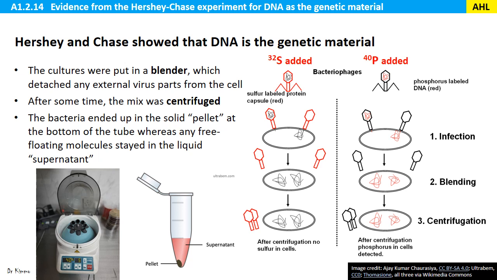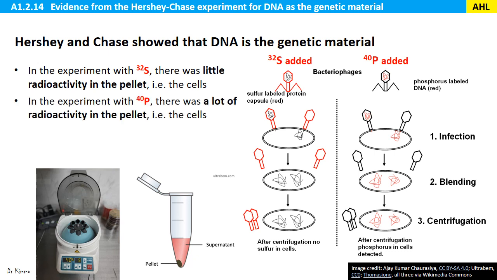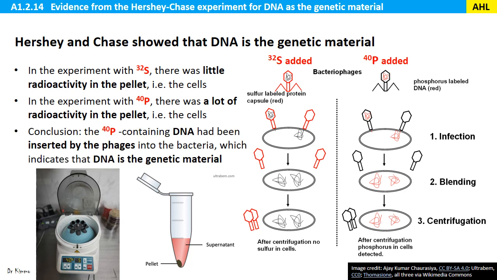After centrifugation, the bacteria ended up in the solid pellet at the bottom of the tube, whereas any free-floating molecules stayed in the liquid supernatant. In the experiment with sulfur 32, there was little radioactivity in the pellet, that's in the cells. In the experiment with phosphorus 40, there was a lot of radioactivity in the pellet, that's in the cells. The conclusion was that the phosphorus 40 containing DNA had been inserted by the phages into the bacteria, which indicates that DNA is the genetic material.